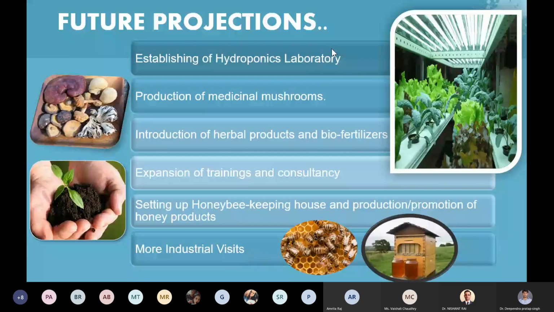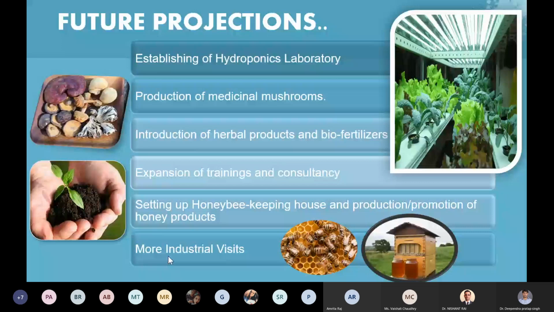These are the future projections of the Biopreneur Club: starting and establishing a hydroponic lab and production of medicinal mushrooms. We are focusing on the introduction of herbal products and biofertilizers, and expansion of training and consultancies. We are also looking into setting up a honey beekeeping house and production and promotion of products like honey and royal jelly.